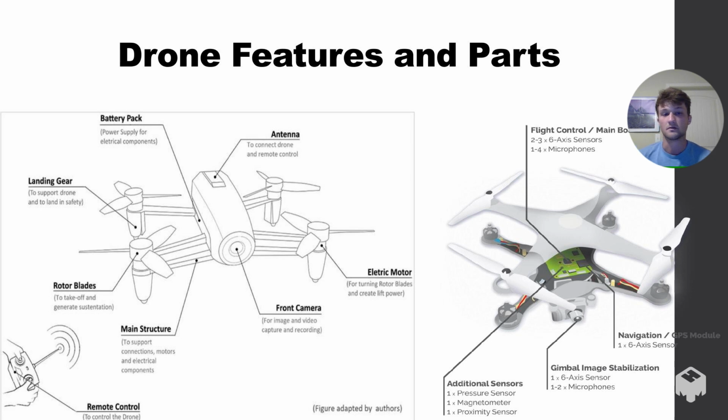Okay, and then you got your breakdown of the features and parts of a drone: front camera, main structure, the blades, landing gear, battery pack, antenna. And then the picture on the right goes into more detail: microphones, pressure sensor, magnetometer, proximity sensor, just stuff like that, fancy gizmos.